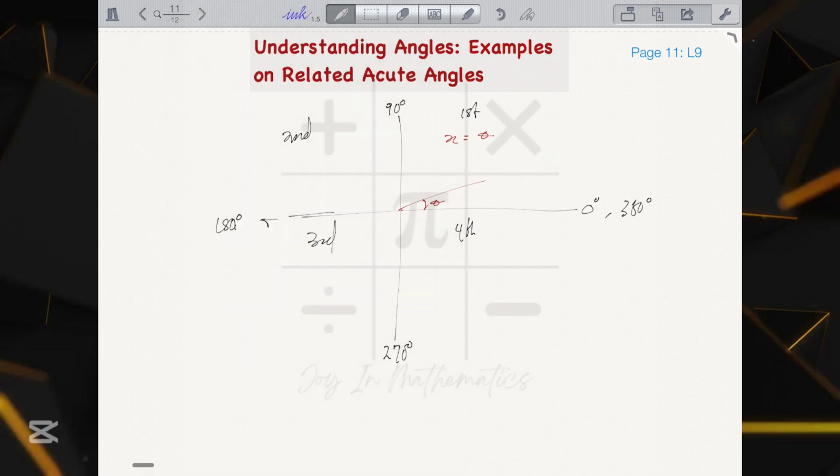Similarly, in the second quadrant, we have an angle represented in the second quadrant, and we call this angle theta. The value of x with respect to the x-axis, we say that x is equal to 180 degrees minus theta.